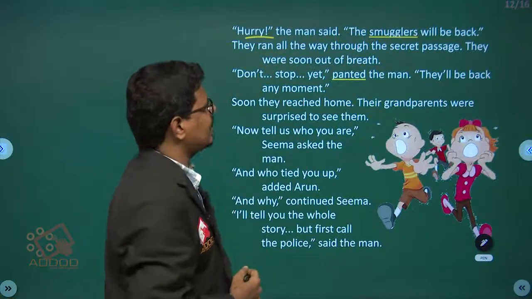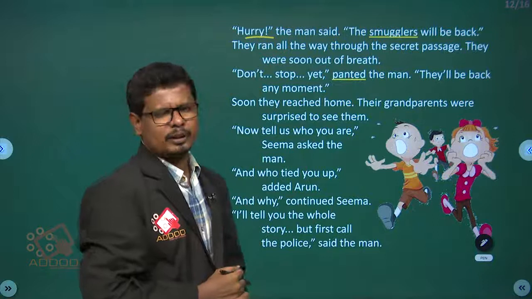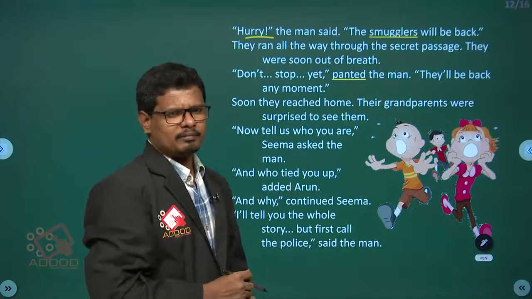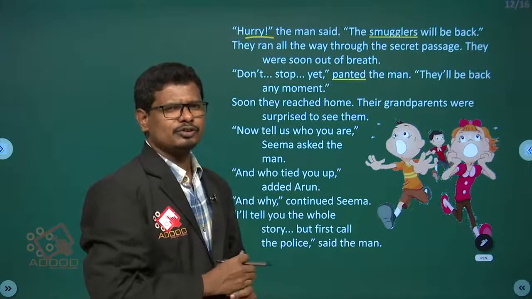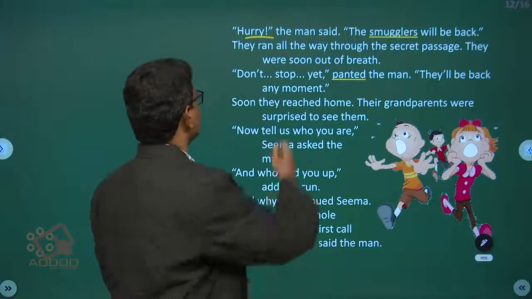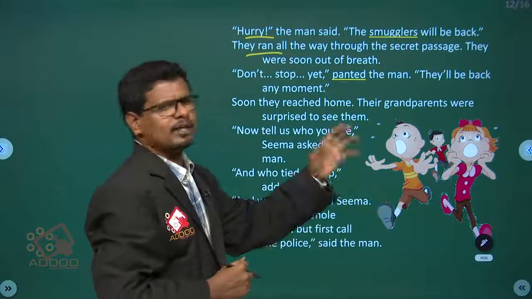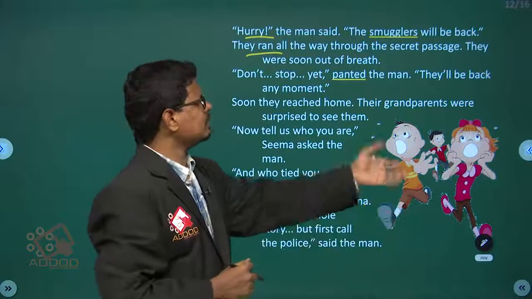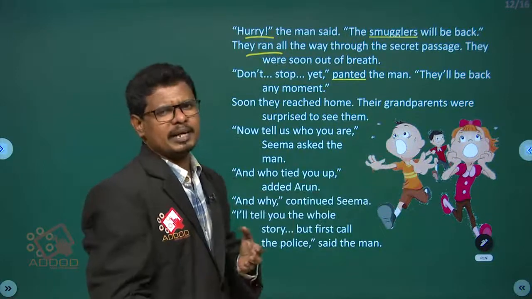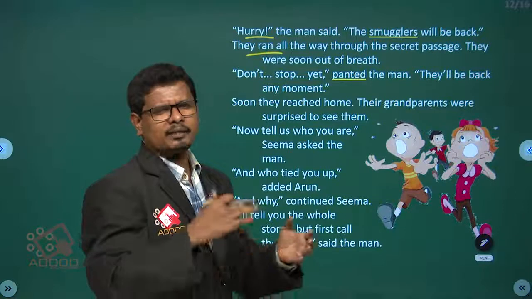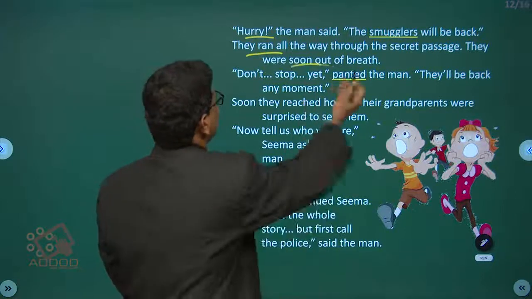Hurry, the man said, the smugglers will be back. So the man who got freed from the ropes immediately said, let us rush or the smugglers will come. They ran all the way through the secret passage. They quickly ran away from the secret passage, out of Meena Bazar, from the temple and from the cave, right? So they were soon out of breath.